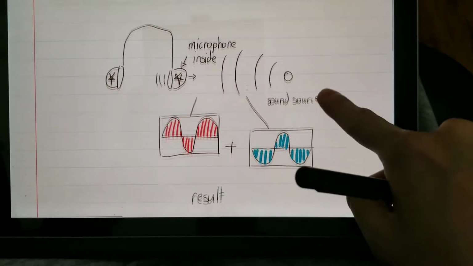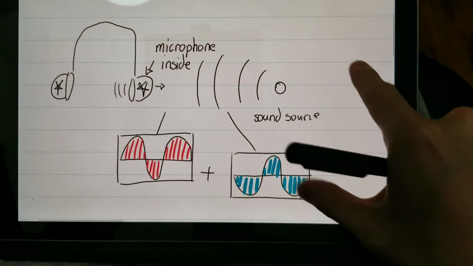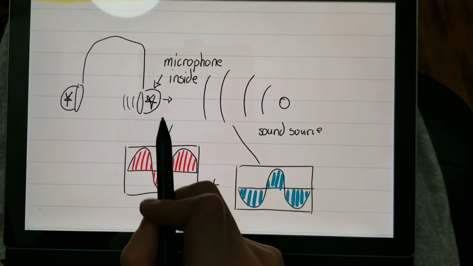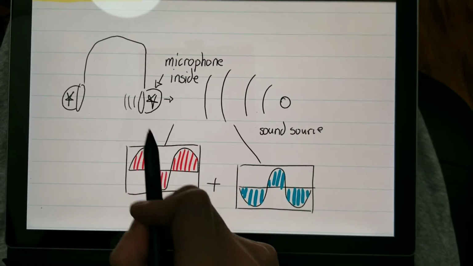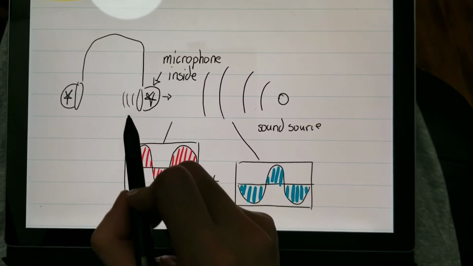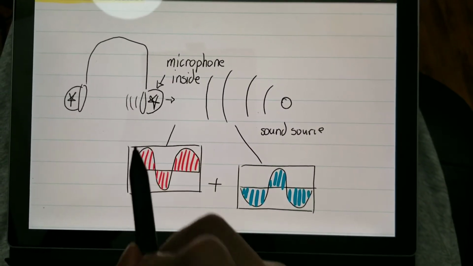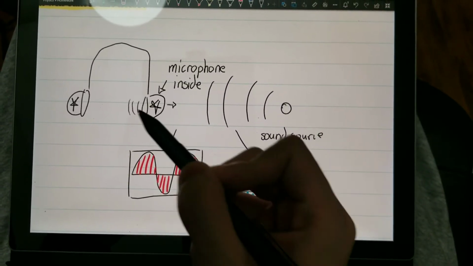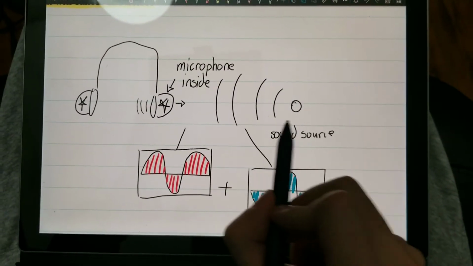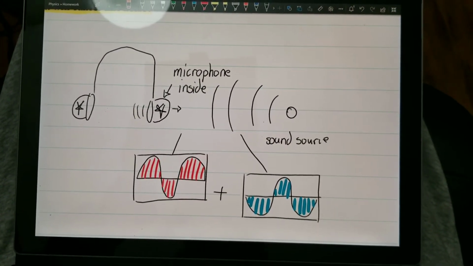So as you can see from my diagram right here, I drew you a wonderful set of Bose headphones, which has a microphone built inside that will capture the sound wave from the sound source before playing a delayed version of the exact same sound wave into your ear, such that it will destructively interfere with the coming sound wave to result in no noise being produced.